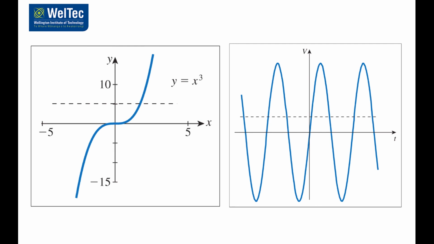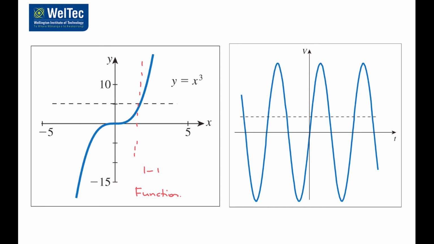Y equals x cubed is a function. It is 1 to 1. And if we were to use a vertical line test, we'd find that it only cut the graph in one place. So this is a function. It's special enough to be a function.